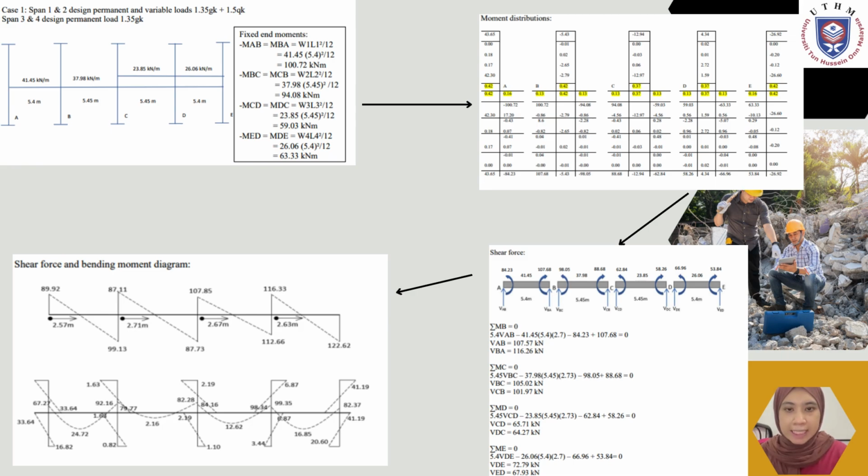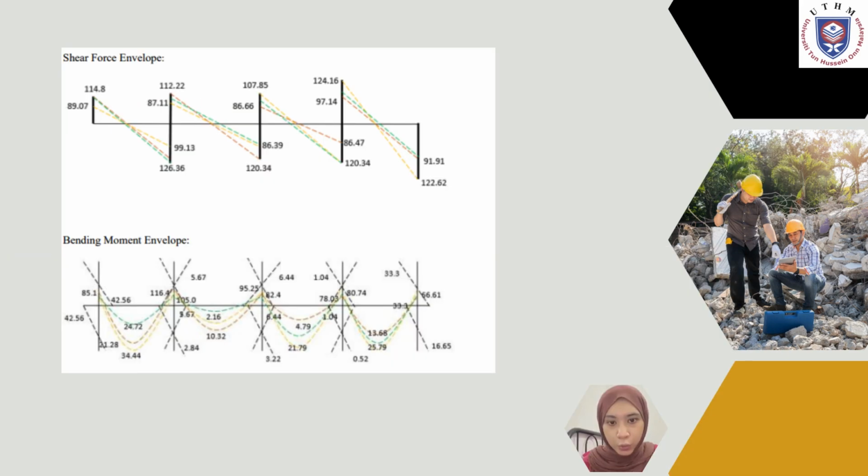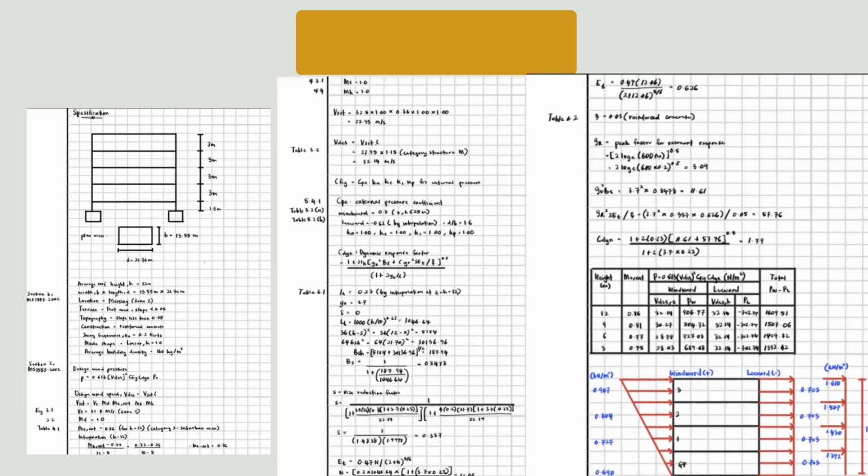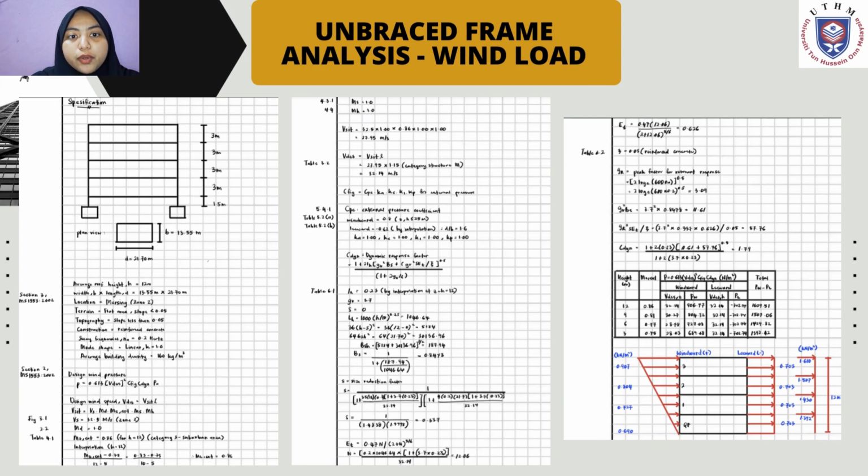Okay, for cases 1 to 5, this calculation method is the same, but I will only give one example. So for cases 2 until 5, use the same method only. The first one is we calculate the fixed end moment, next moment distribution, next shear force, and the last one is shear force and bending moment diagram. For the last one, we just draw the shear force envelope and bending moment envelope and enter all the values on this drawing.